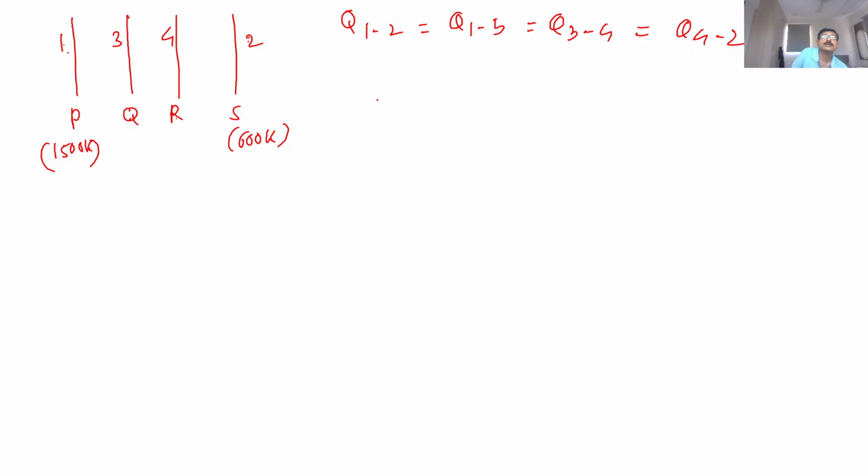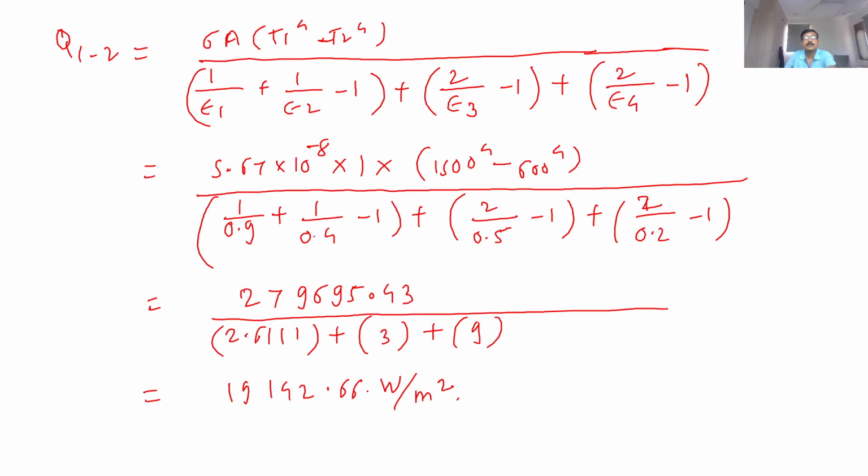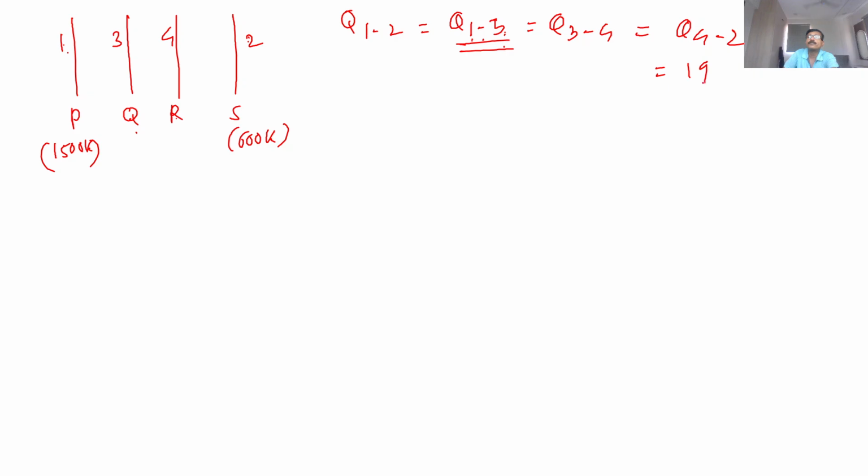How to do it? Let's take 1 to 3. I will consider 1 to 3. Why am I considering 1 to 3? There is a reason. I know T1, T1 is 1500. But I don't know T3. T3 means TQ. So I can use this. And what is the answer of all? This I know already. The answer of all is 19142.66 watt per meter square. So Q1 to 3, I will generate the formula between the plate 1 and 3.